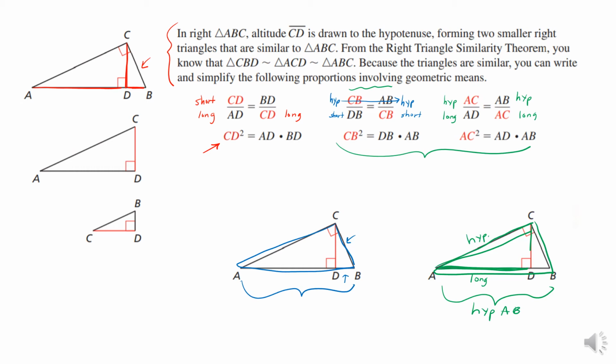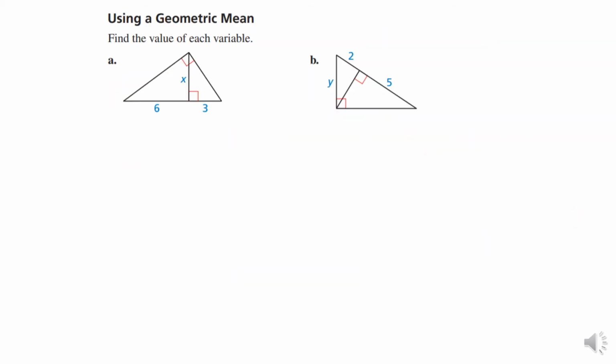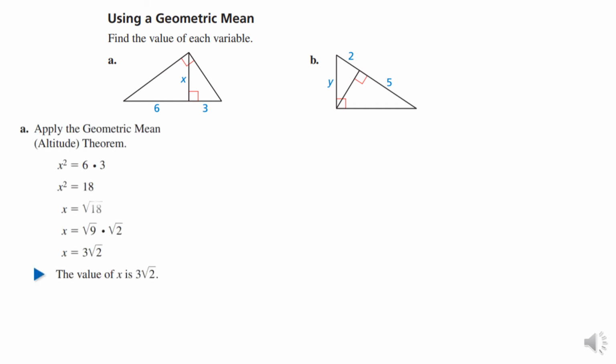Okay, so we're going to use both methods when we do this. So here is how you would use the geometric mean. First, you have to recognize which two triangles you're talking about. So this x has these two triangles in common. Okay, so that's what you want to make sure that you're looking at. So x squared equals 6 times 3, and you solve it. The value of x is 3 square root of 2.